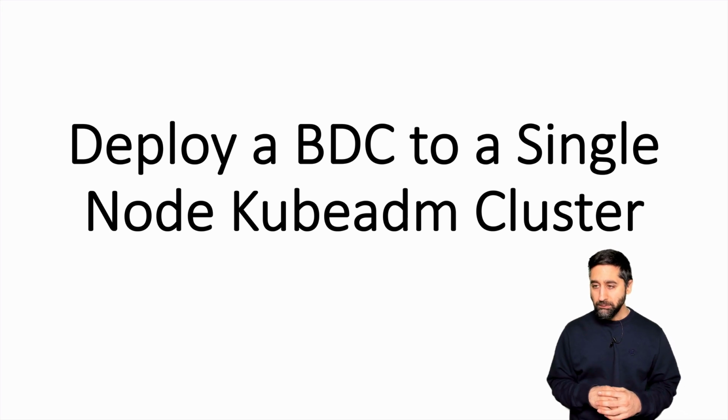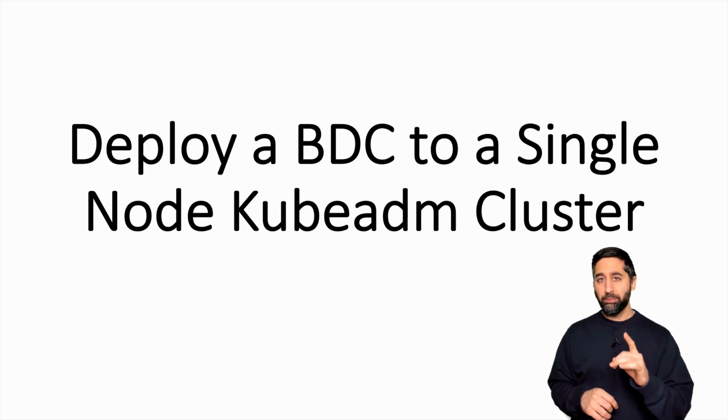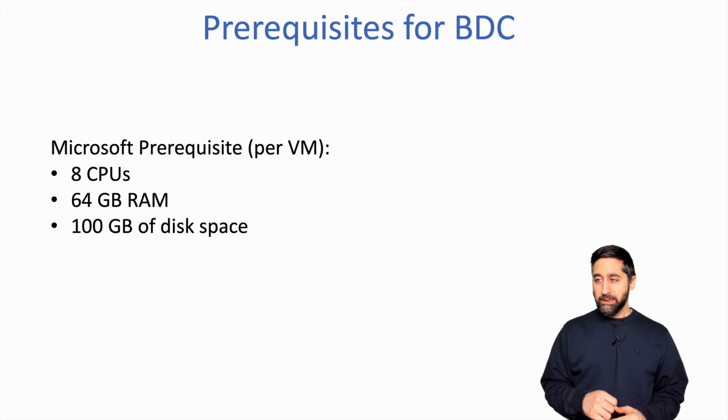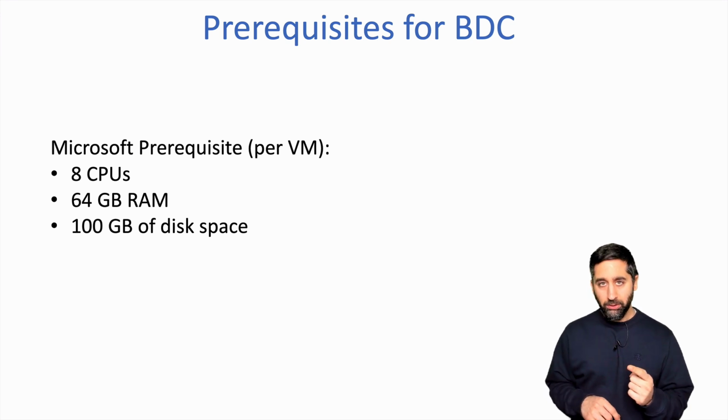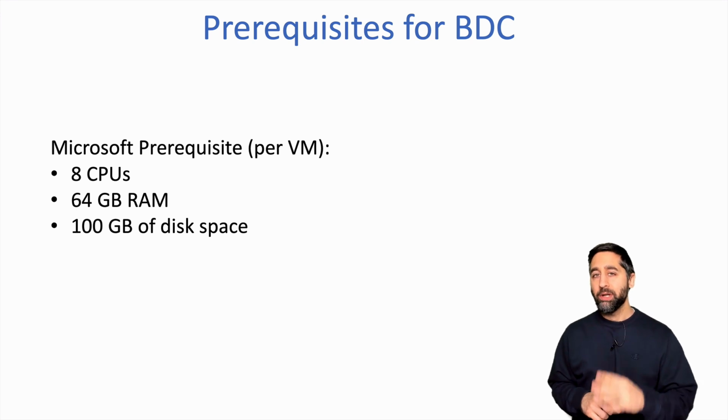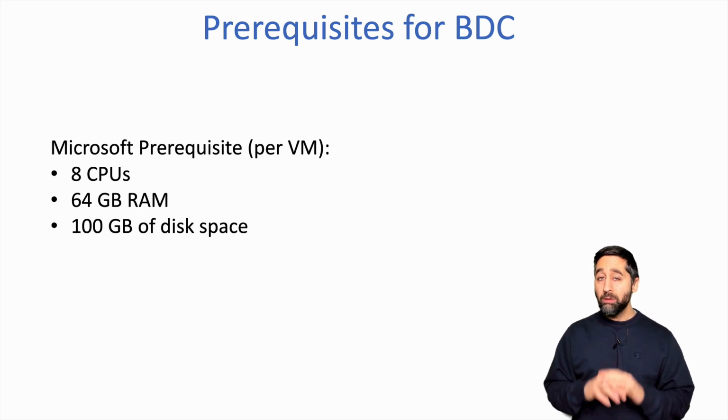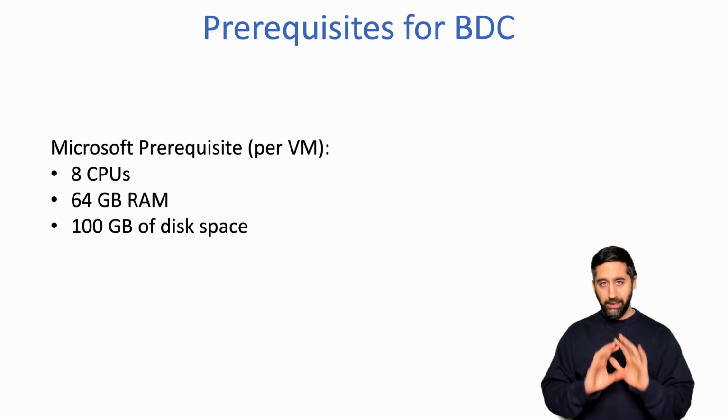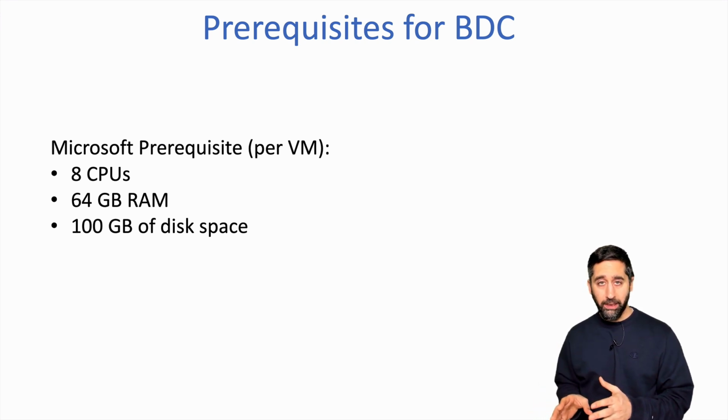So, let's get started. We're going to start with the prereqs. Now, the VM will require 8 CPUs, 64 gigabytes of RAM, and 100 gigabytes of storage. So however you get that done, that's what you will need in order to do this video.